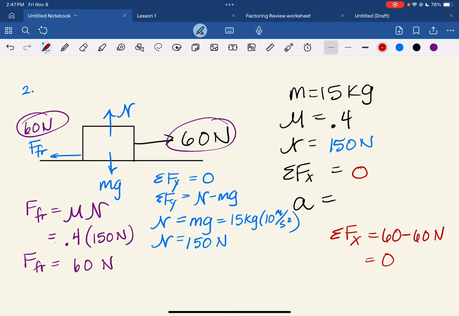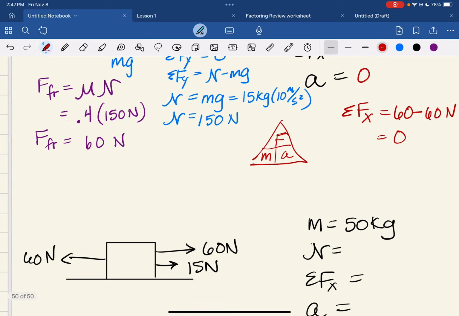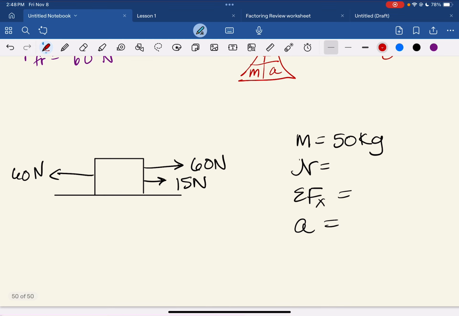So if my force is 0, and I put it in that magic triangle, right, F equals ma. If I'm solving for a and my force, which is my numerator, is 0, doesn't matter what my denominator is, my acceleration is still 0. This is the only thing you don't have to have units on, because nothing is nothing. It doesn't matter what you have nothing of. All right, let's take a look at number 3 on this video.